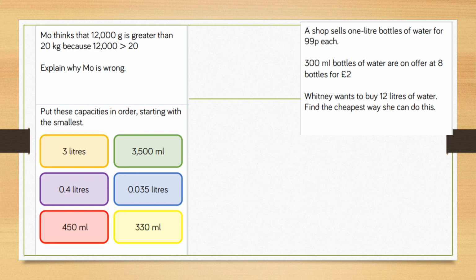A shop sells 1 litre bottles for 99p each. 300 millilitre bottles of water are on offer at 8 bottles for £2. Whitney wants to buy 12 litres of water. Find the cheapest way she can do this. Okay, so again, think about converting millilitres and litres. How are you going to do that? What are you trying to find out?